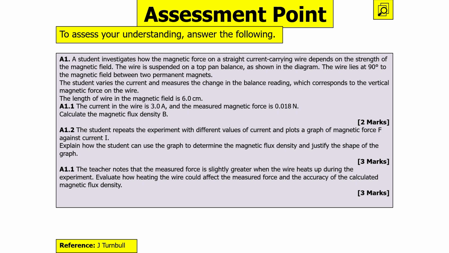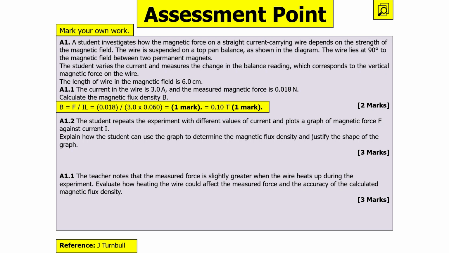The student repeats the experiment with different values of current and plots a graph of magnetic force against current. Explain how the student can use the graph to determine the magnetic flux density and justify the shape of the graph. The teacher notes that the measured force is slightly greater when the wire heats up during the experiment. Evaluate how heating the wire could affect the measured force and the calculated magnetic flux density. So, pause the video now, then unpause the video when you want to go through your answer.